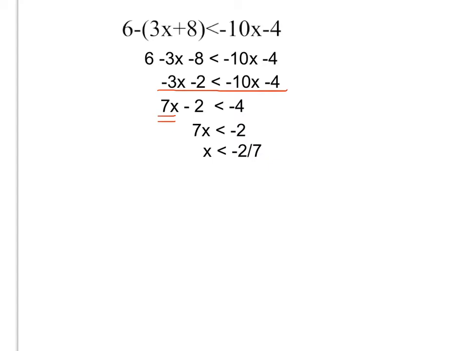I think I've gotten you hopefully used to that. Move the smaller one and you won't have a negative coefficient. We make less mistakes with positive coefficients. So it's a good way to do it anyway, even if it's an equal to. Then, of course, I added 2 to get -2 and divided by 7. So x is less than -2/7.